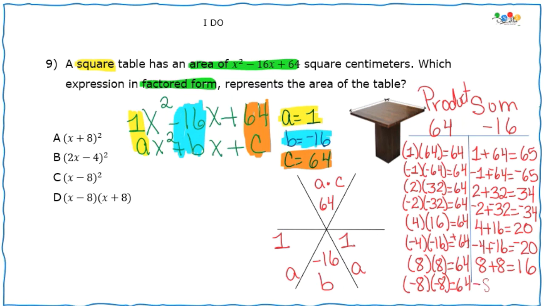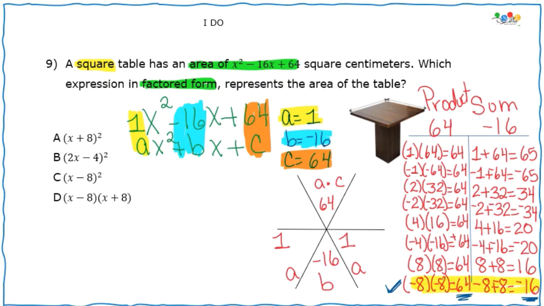But luckily for us, we have them right here. Negative 8 plus negative 8 gives me a negative 16. And what do we say at this point? Bingo, right? That's what I was looking for. So I needed a positive 64 and a negative 16. So these are my factors that I need.